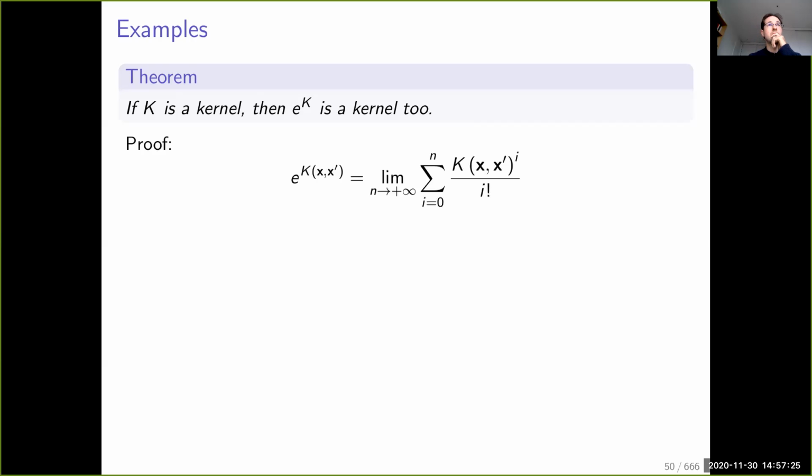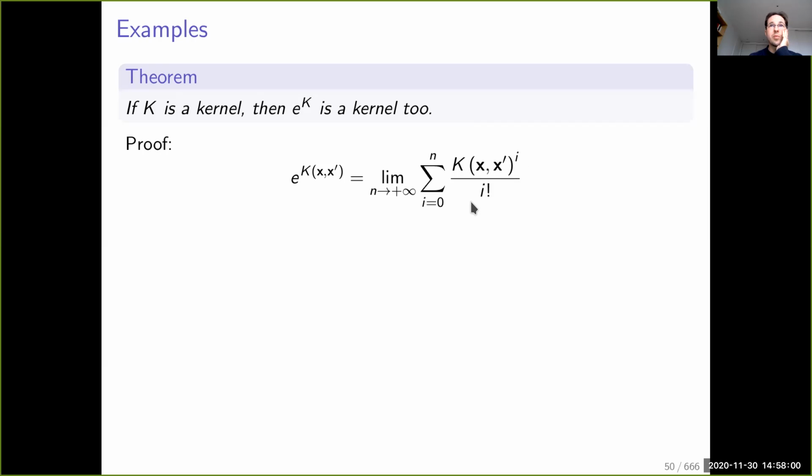Okay. And for the proof, we use the previous result. We simply use the definition of the exponential function, which is the limit when n goes to infinity of this sum here. And remember now that what we have shown is that if K is a positive definite kernel, if you multiply it by another positive definite kernel, you get a positive definite kernel. So that means that this kernel here, if you take the exponent, is a positive definite kernel.